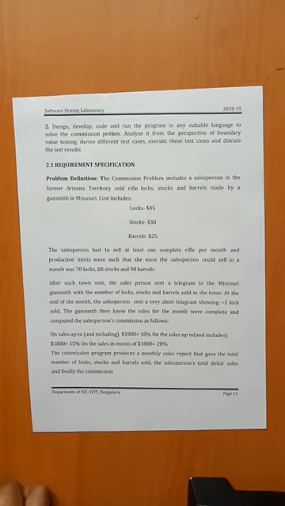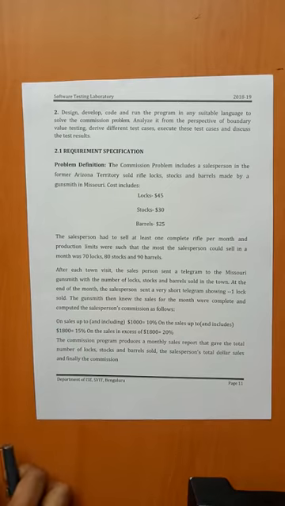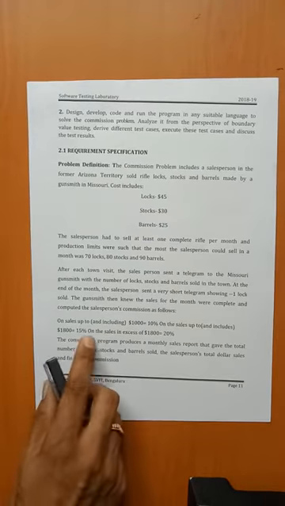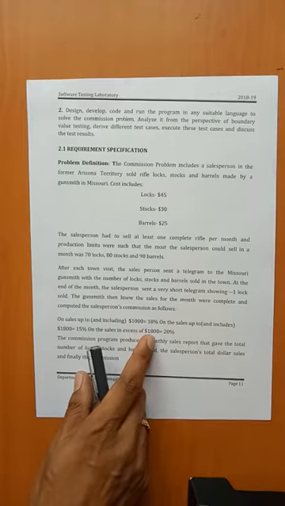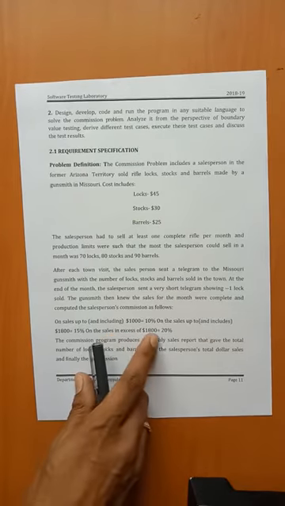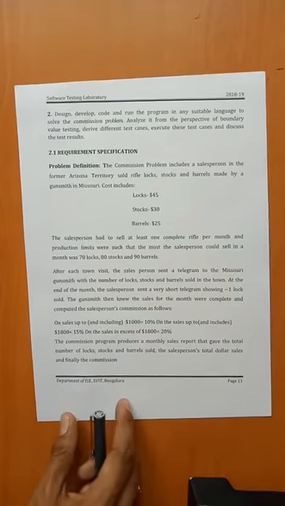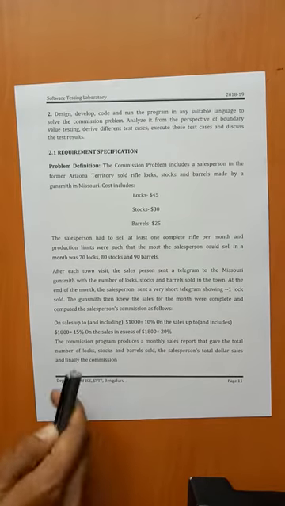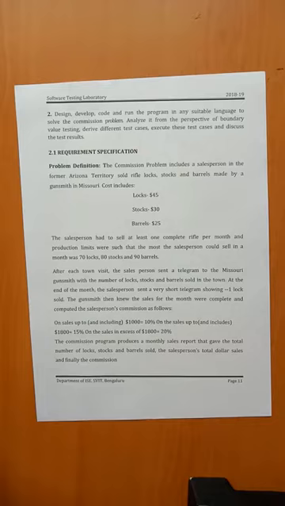The commission is as follows. On sales up to and including $1,000, a salesperson gets a commission of 10%. On sales between $1,000 and $1,800, a salesperson gets a commission of 15%. On sales in excess of $1,800, that is more than $1,800, he gets a commission of 20%. The program is to calculate the commission based on the sales value.